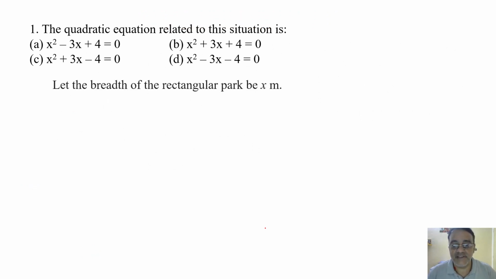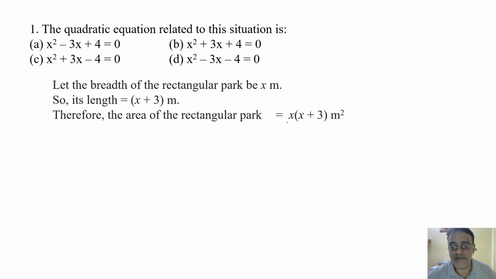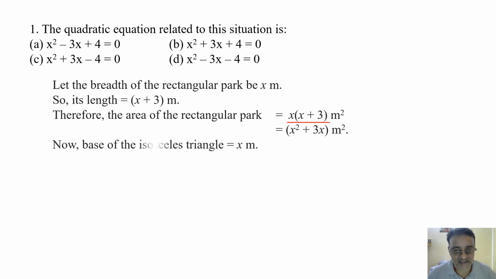Let the breadth of the rectangular park be x, as given in the figure. So length will be x plus 3 meter, and the area of the rectangular park is length into breadth. So we get x plus 3 into x, which simplifies to x square plus 3x. The base of the isosceles triangle is the breadth x, and its altitude is 12 meter. Using the formula half into base into height, its area is half into x into 12. Cancelling 12 by 2, we get 6x meter square.